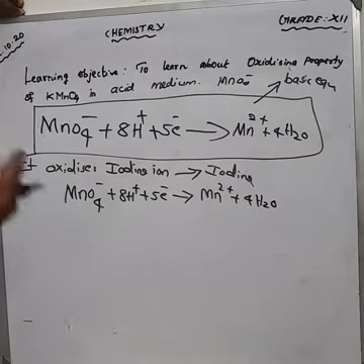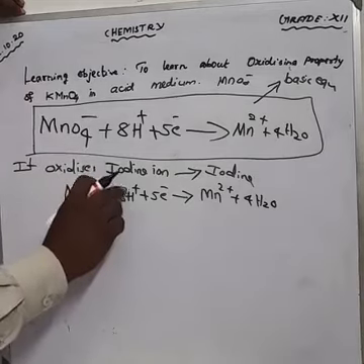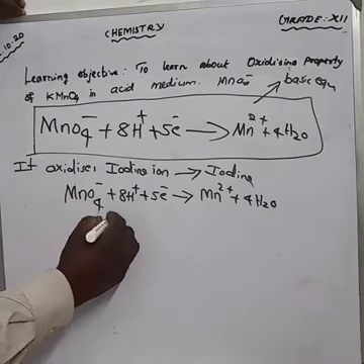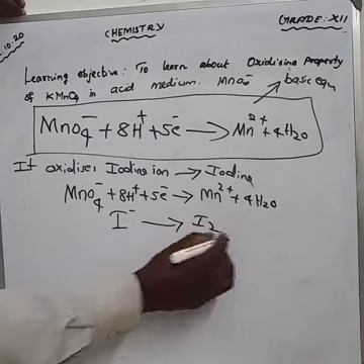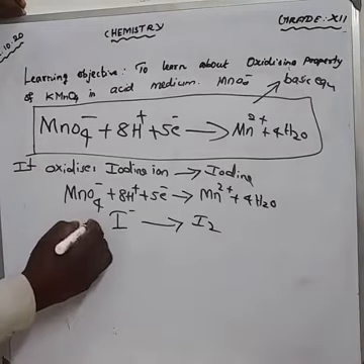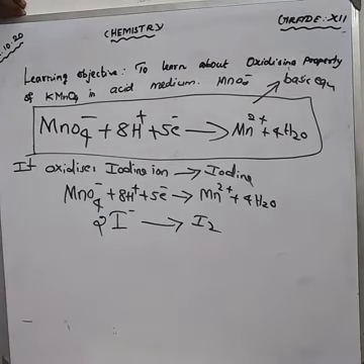Now, what is the conversion? What is the oxidizer? KMnO4 is the oxidizer, oxidizing iodine ion to iodine. That can be written as I minus gives I2. Clear? Then how can you balance the equation? Here we have I2, so you should write 2I minus. Now the elements are balanced.